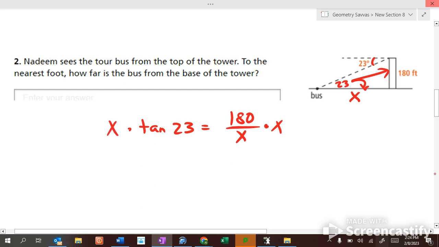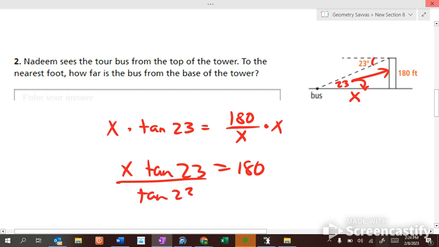Multiply by x. x tangent of 23 equals 180. Then how do we get x alone? Divide by the tangent of 23. What does x equal in the end? About 400-ish?